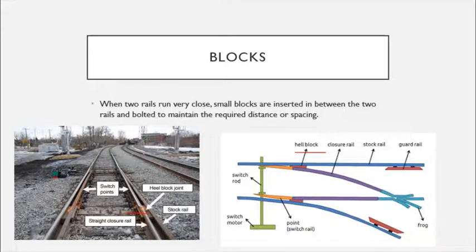These heel blocks are placed between these two closely running rails, and these blocks are bolted together in order to ensure safety. All these are provided on joints, because the joints are the weakest parts.